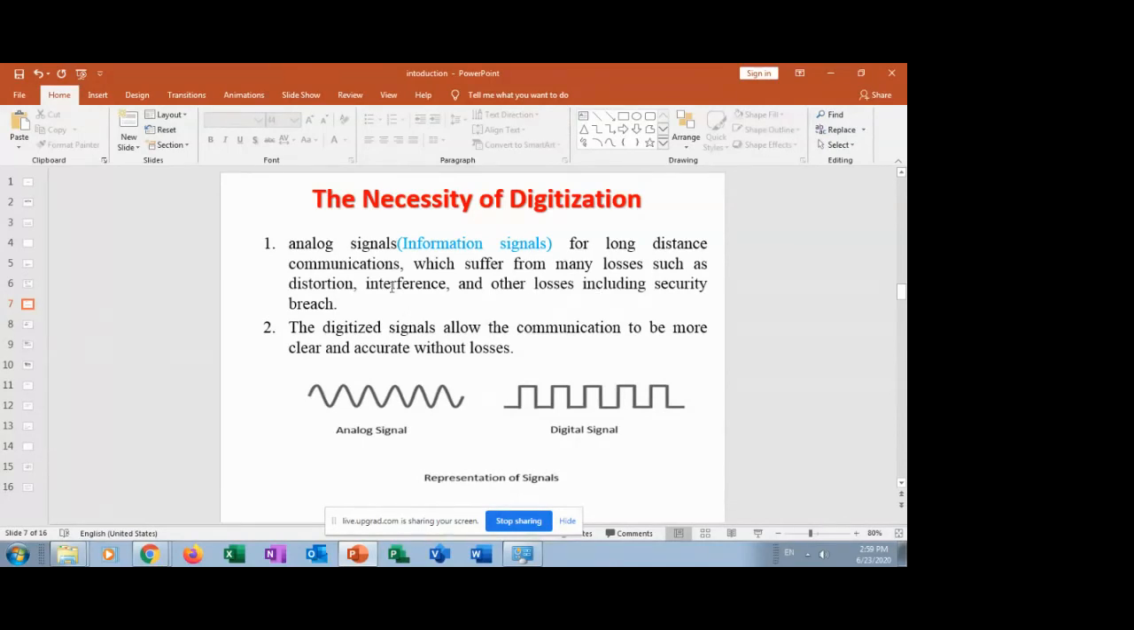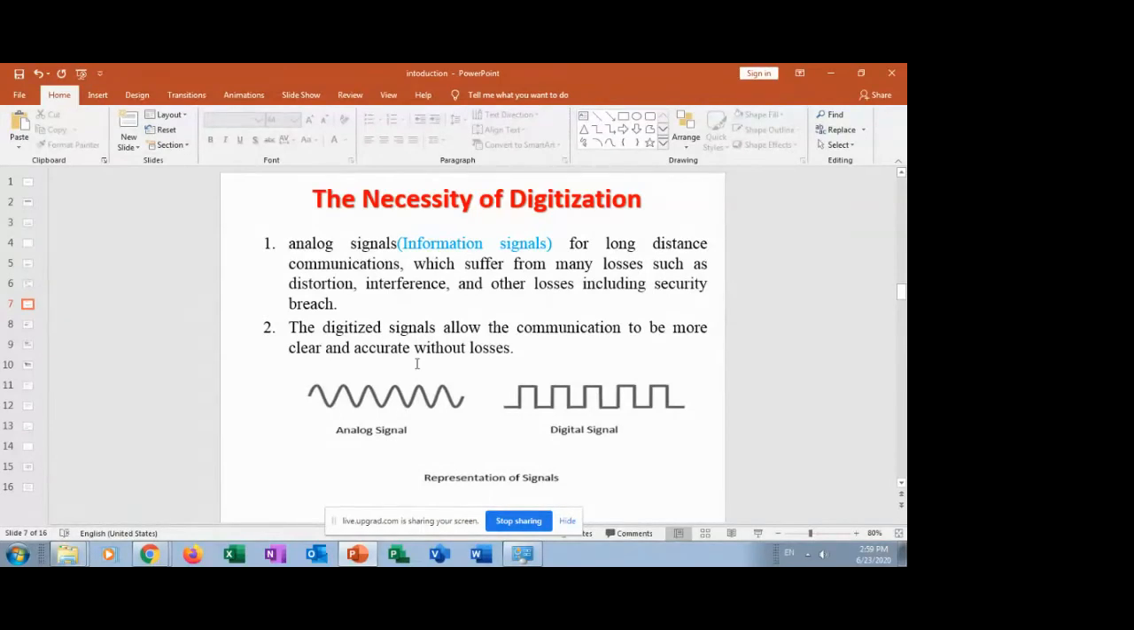Many losses, distortion, interference, or other losses, including security breach. Security is also a very important part. But in digital communication we can provide proper security. That means the digital signal allows the communication to be more clear and accurate without any losses.